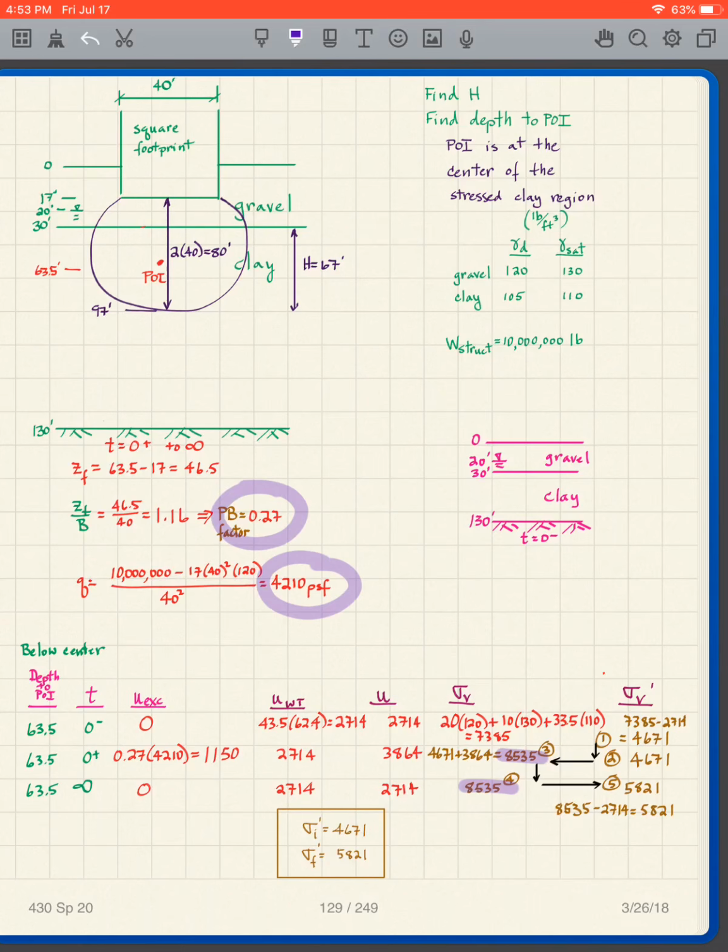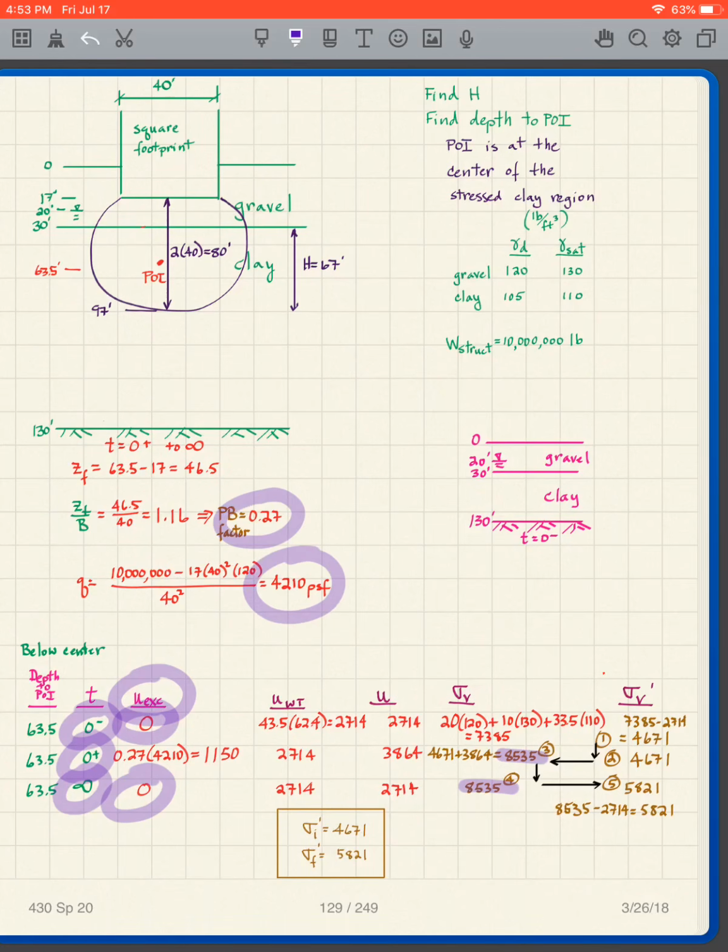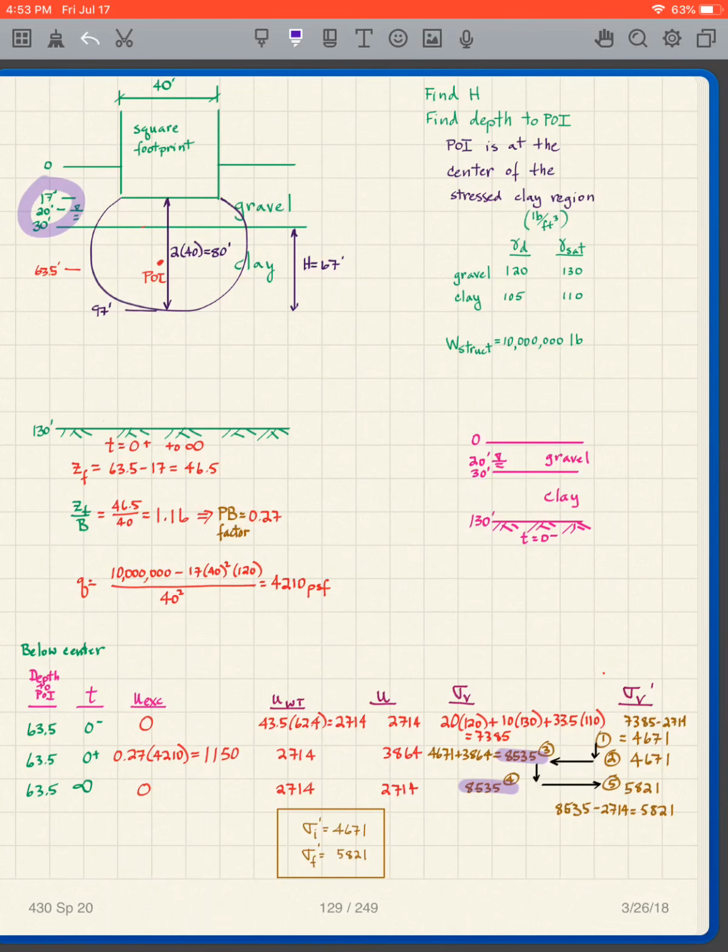Remember, I have my pressure bulb factor of 0.27. So what does that mean? When I do my UXS, again, at t equals 0 minus, it's 0. At t equals infinity, it's 0. At t equals 0 plus, what do I have? I got the 0.27 times the 4210. 0.27 times 4210, I get 1150. Again, that is the hardest thing to calculate. Water table, you can all do that. I'm showing the water table here at 20 feet.